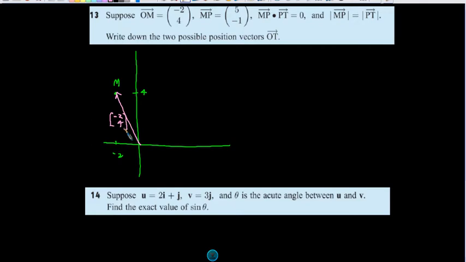And then M to P, as Al was saying before, if we were to plot that, what is that making me do? It's going across 5 and then down 1. So what would that be if this was -2, 4? I've gone across 5, down 1. What would P be?